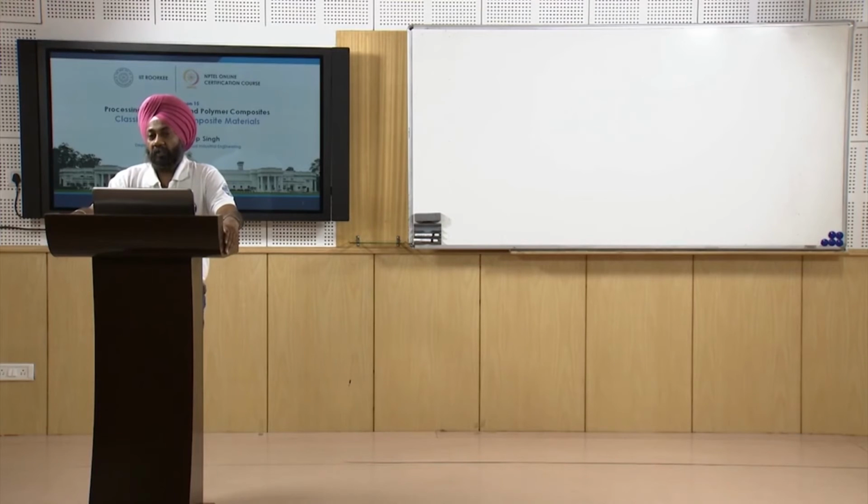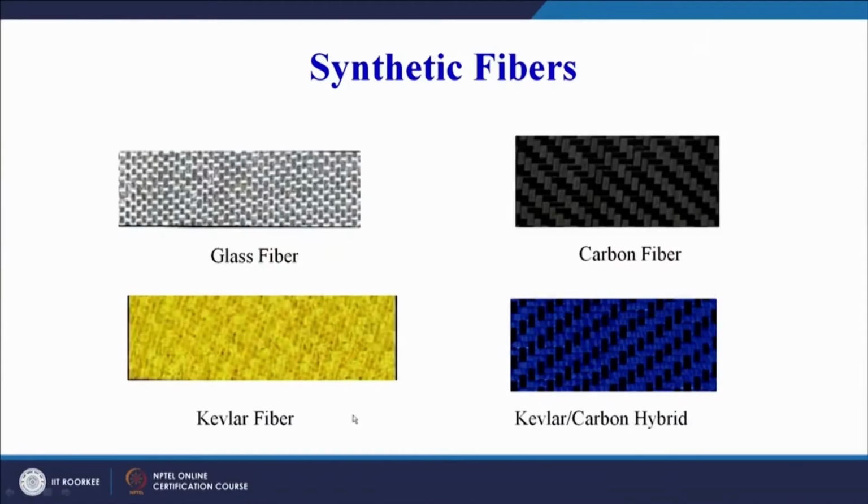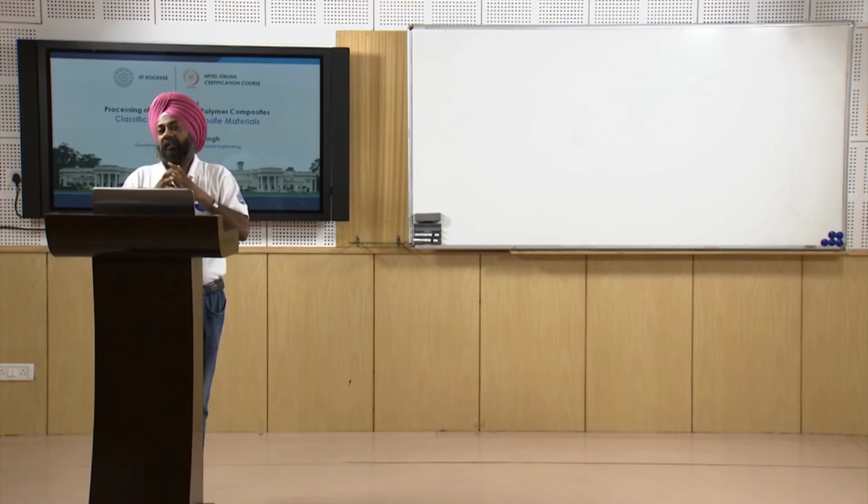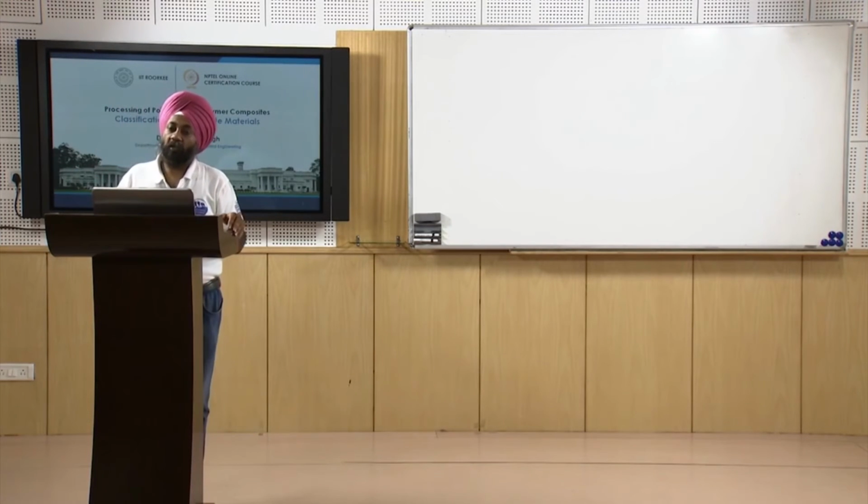Now on your screen you can see the different types of synthetic fibers. You can have glass fiber, Kevlar fiber, and Kevlar-carbon hybrid fiber, in which in one direction we have, maybe, the black portion as the carbon fiber and the blue portion as the Kevlar fiber. So we can have a hybrid also, in one direction and the other direction, longitudinal and transverse. Basically this is called warp and weft in textile technology: in one direction the fiber is called warp and the other direction is called weft.